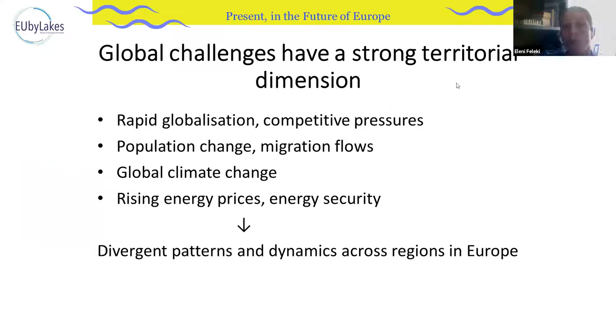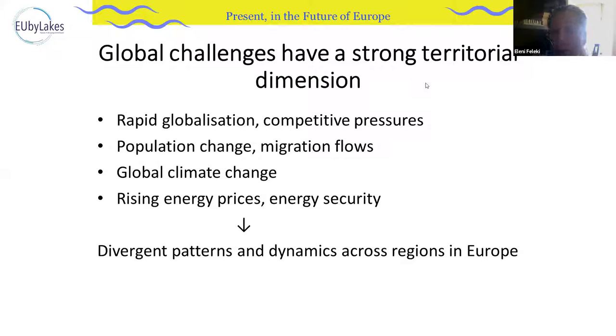We are facing today great challenges. Rapid globalization, a lot of competitive pressures due to environmental issues, population changes from city to city, and the migration flows are something that we encounter more and more lately. Also, global climate change is a great issue, and rising energy prices and security are concerning all European cities. These are global challenges that concern all European cities, but there are different approaches on how we can handle these pressures.